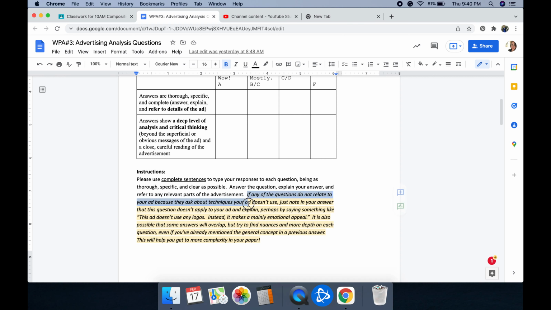Finally, if any of the questions don't seem to relate to your ad, think a little harder, look a little more carefully, but if it's still true, for example, one of the questions asks about the use of logos. If your ad doesn't have much logical argument to it, please do still answer and say, this ad doesn't include logical appeals. It's mainly emotional, and here's what those emotional appeals are. So make sure you thoroughly answer every question so that I can see you're not just skipping over parts of it.